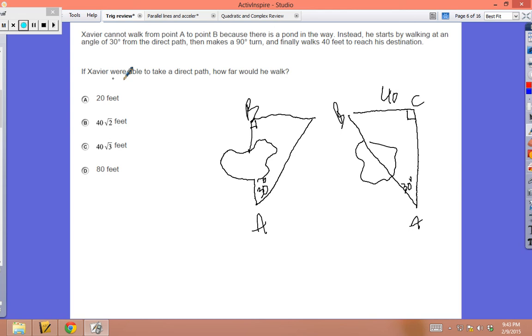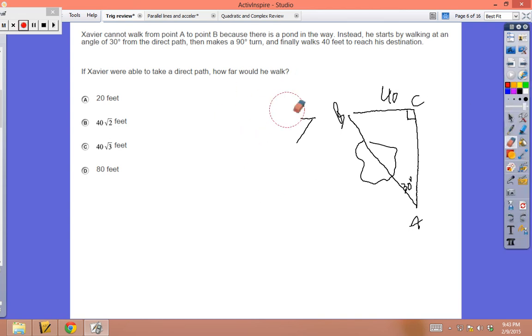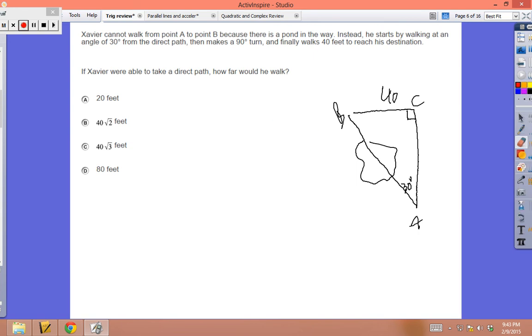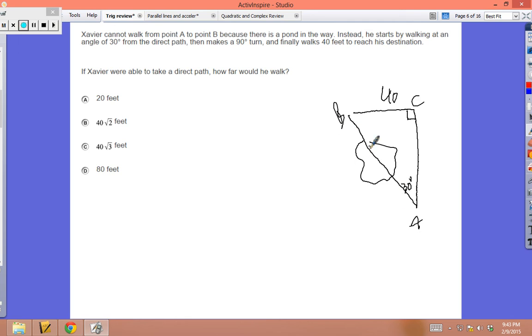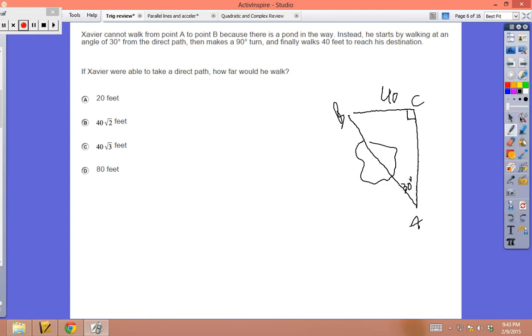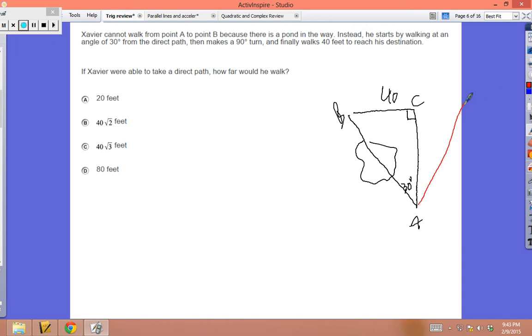Okay, so if he could take a direct path, how far would his path be? I need this distance right here. I need to find the hypotenuse of this triangle. I'm going to use theta for my 30, and because it's 30, hopefully we got that memorized. Don't even need to do the trig. If that's 30, it's half of an equilateral. Here's the other half. I always flip it over the 30. So that means that's 40. That means these are both 80. So the distance would be 80.